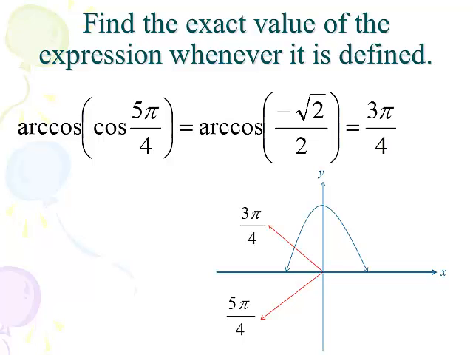Well, that would be 3 pi over 4, because the cosine of 3 pi over 4 is negative square root of 2 over 2. 3 pi over 4 is in range. The answer had to be between 0 and pi. 5 pi over 4 was out of range.